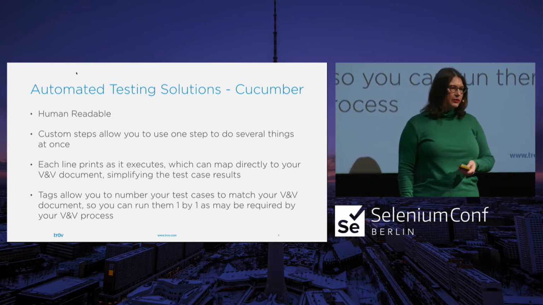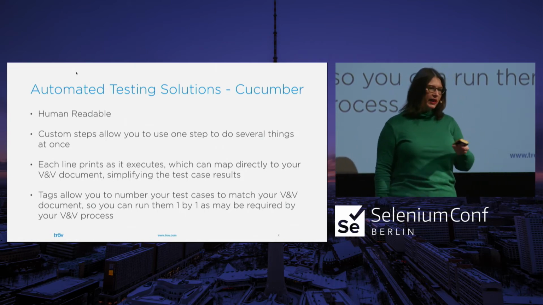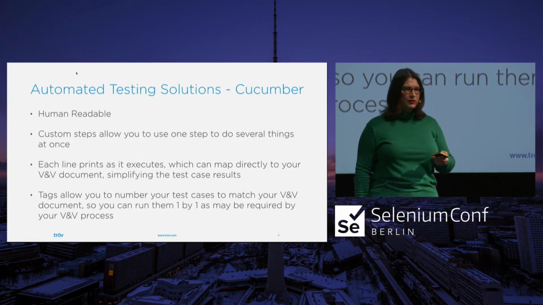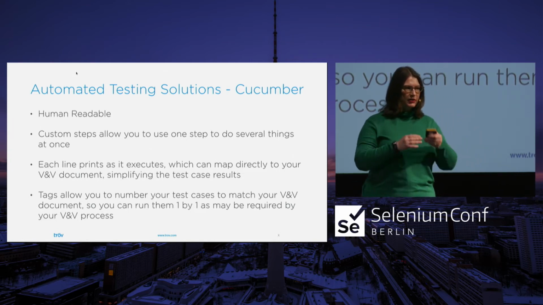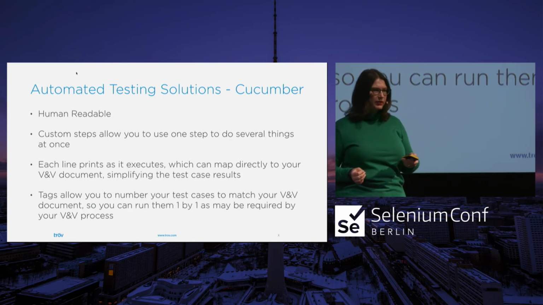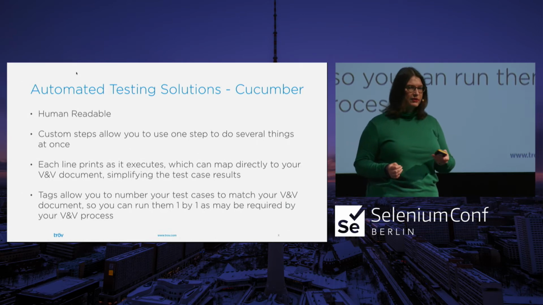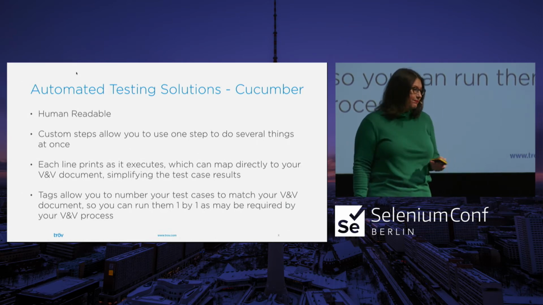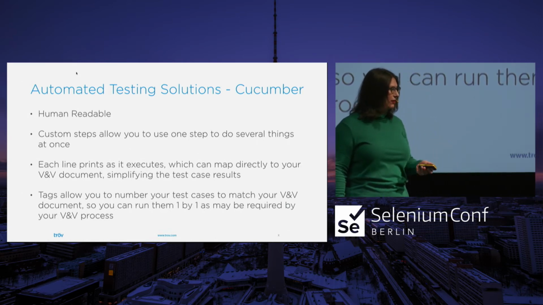As you execute Cucumber, each line prints out, which allowed us to basically say where a test would fail, which is what you need to mark on your V&V document. These things are big tables. Each step is laid out. You can then mark, oh yes, it passed or it failed. And that's very helpful. For us, it made things a lot better.